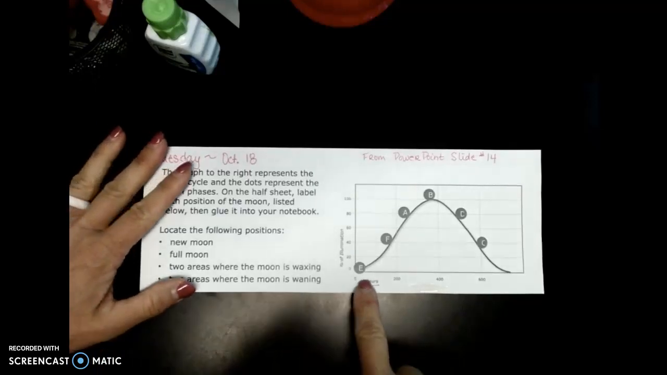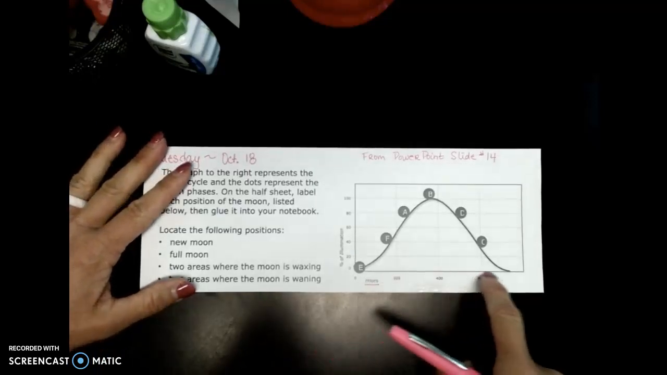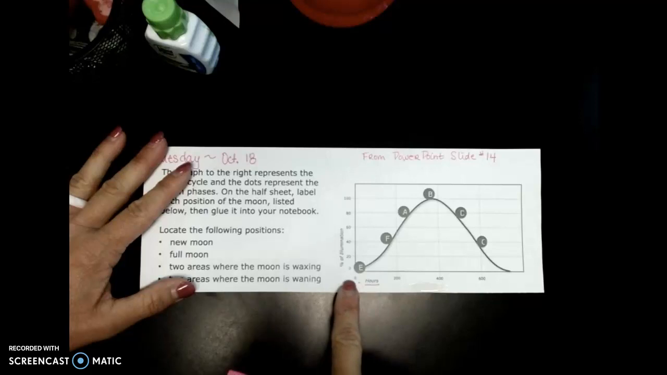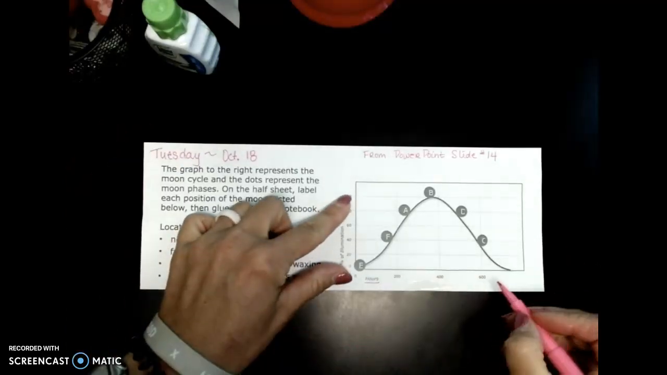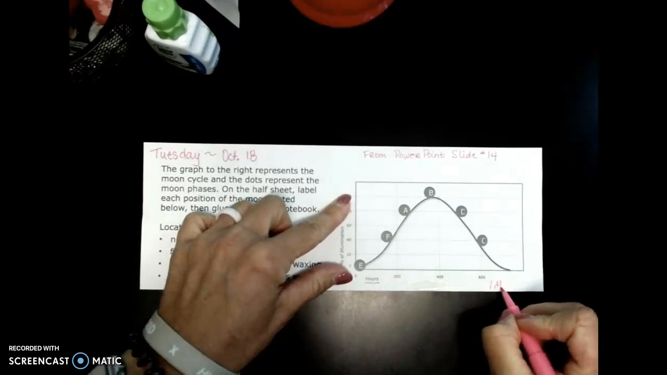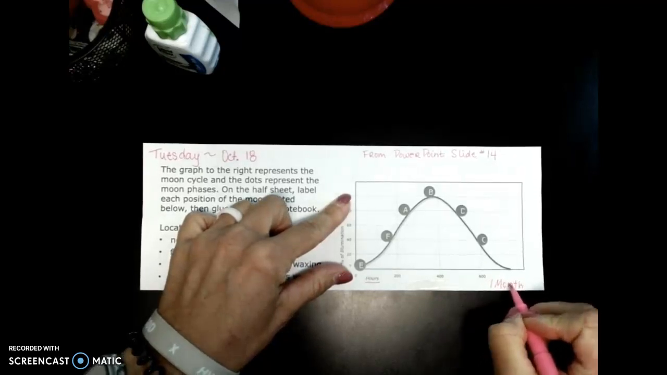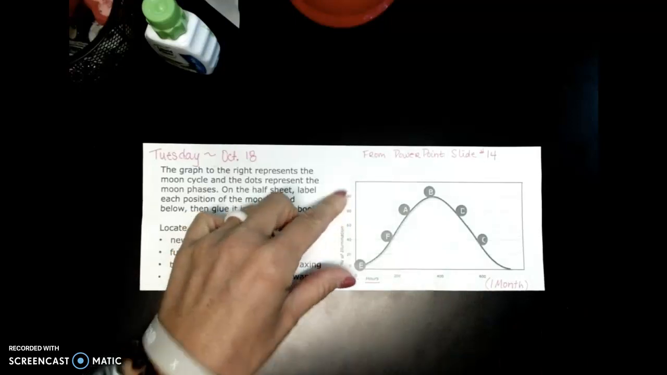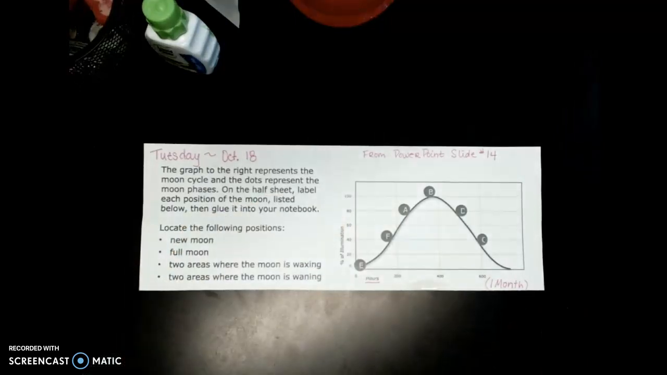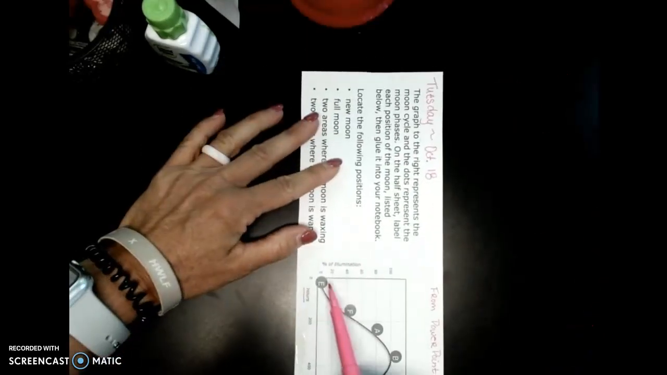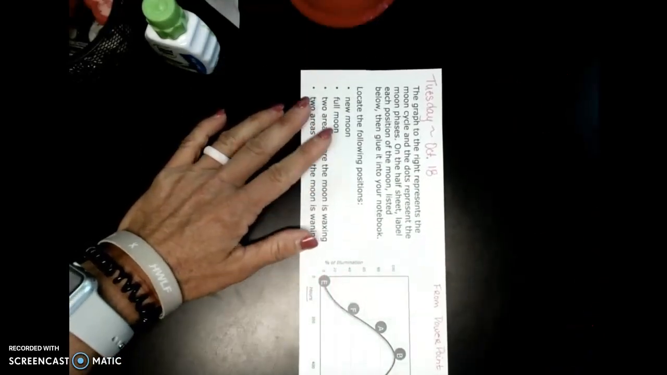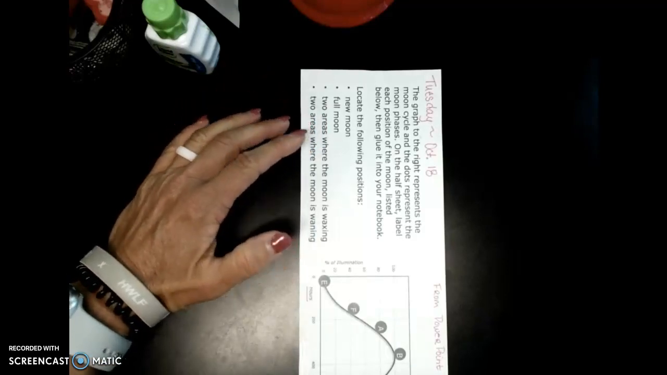If you look at the independent variable line, this one right here, it's hours. So this represents the number of hours that we have in 1 month. This is the time frame that we're looking at with this graph. And then over on this side, it says percent of illumination. So this is telling us how much of the moon we see throughout a month's time.